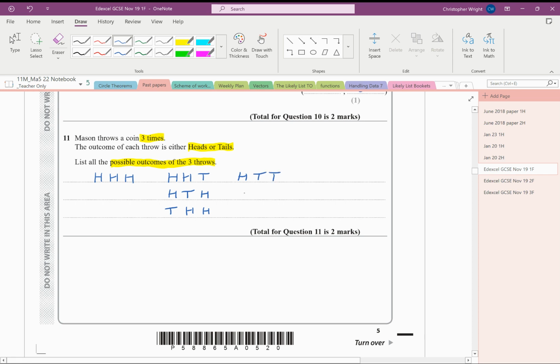And then again, that 1 head could appear first, could appear second, or could appear after the 2 tails. So I've got all the ones with 3 heads, all the ones with 2 heads, all the ones with 1 head, and here is the only possibility with no heads. So there are all the possible outcomes of the 3 throws.